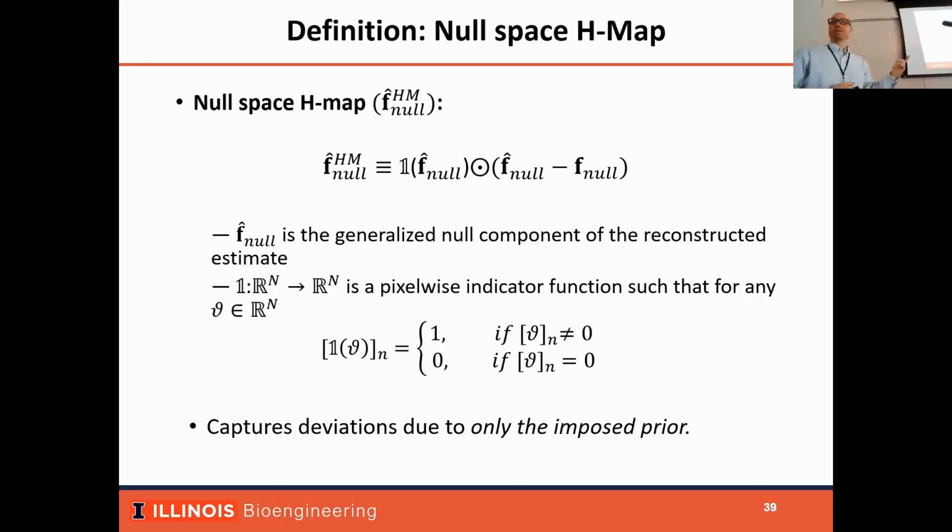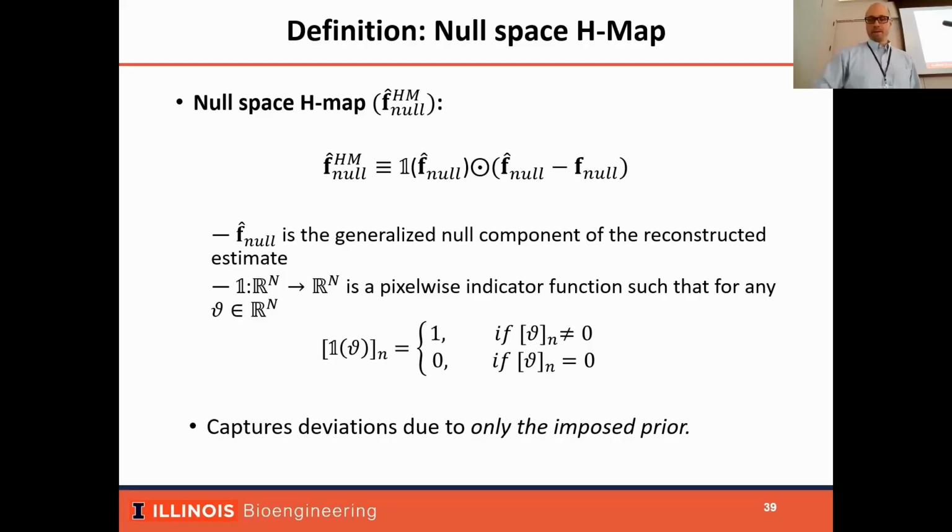The ground truth null component by definition cannot be reconstructed from our incomplete data, so we have to use simulations here. But if we take the difference between the null components of the reconstruction and the true object, and we set the negative values to 0, now we have what we're calling the null space hallucination map. This is very different from a traditional error map, in that if you plotted this, it's really just going to show you where there are errors introduced in the object that are due to the prior, due to the learned prior.